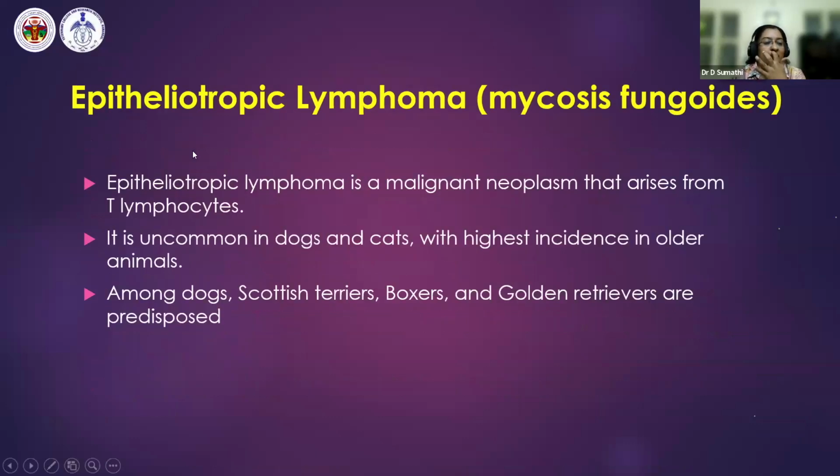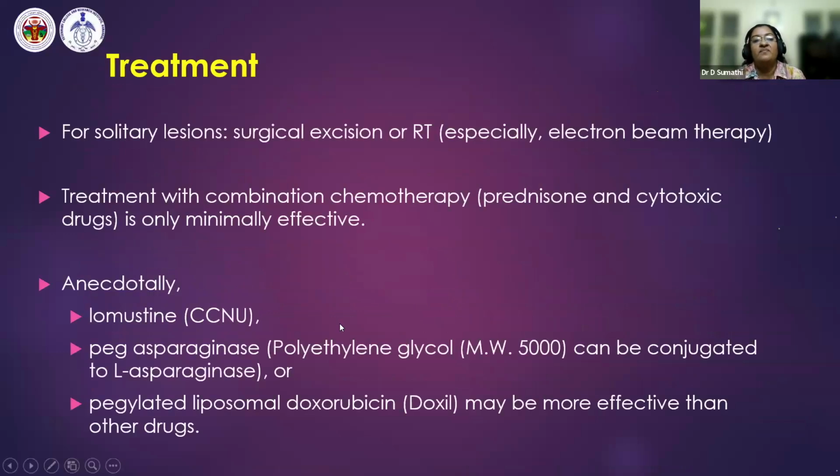So second, the other one is epitheliotropic lymphoma, which is also called mycosis fungoides. Here it is mainly because of T cell lymphocytes, and most commonly golden retrievers are affected, boxers and golden retrievers in our country. We tend to get them more. Solitary lesion, surgical excision, you can also go with radiation therapy. Combination chemotherapies can also be tried. Lomustine can also be used as a monotherapy.